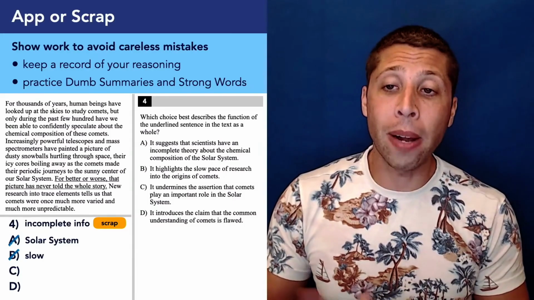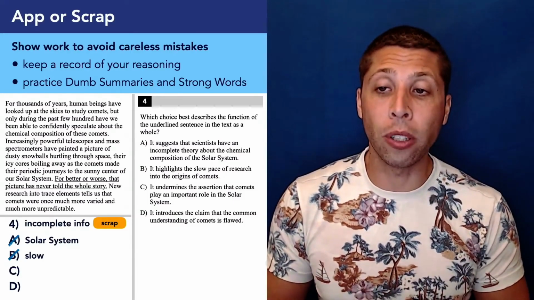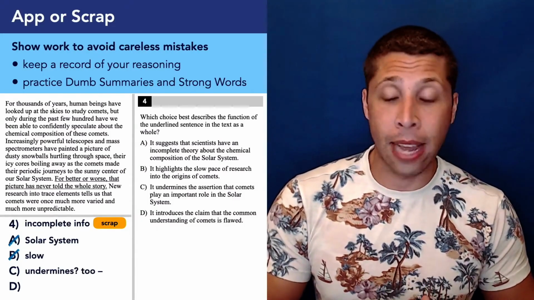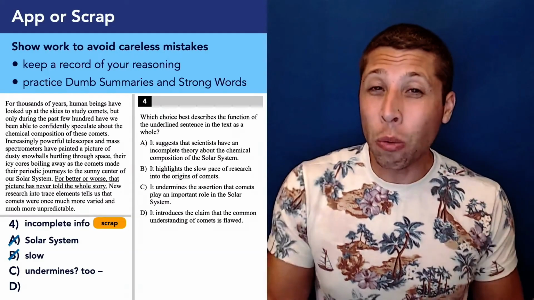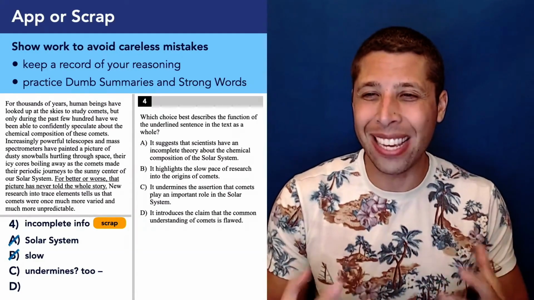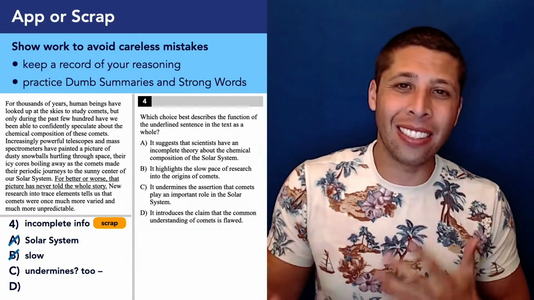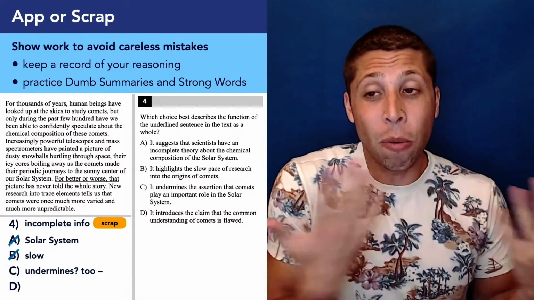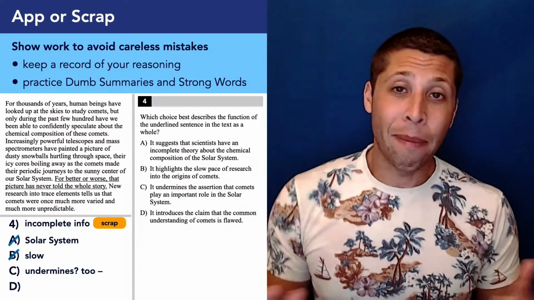Looking at C, it undermines the assertion that comets play an important role in the solar system. Well, undermine is certainly a strong word. It stands out to me. Maybe this choice feels a little too negative. I don't really remember the passage being this negative, but I did say that the dumb summary was that there's incomplete info. So maybe, I don't know, but I'm not going to cross it out yet.